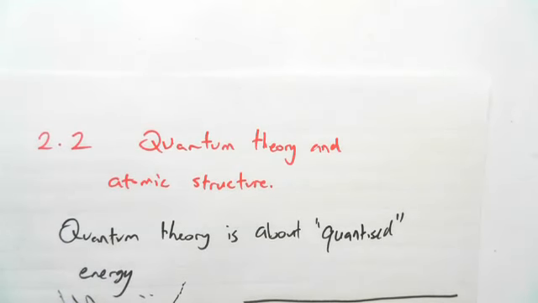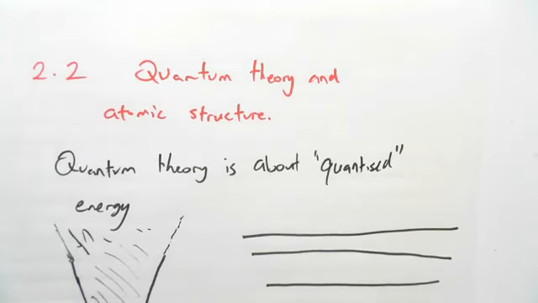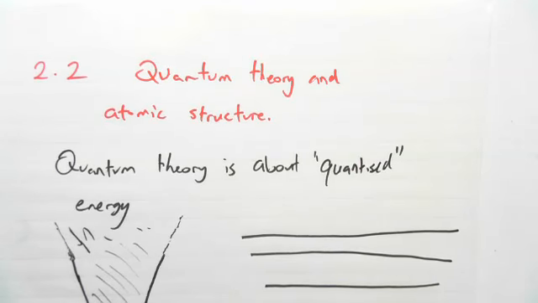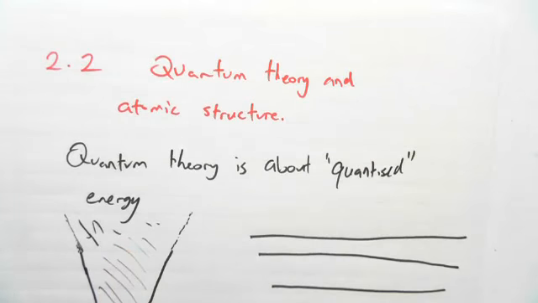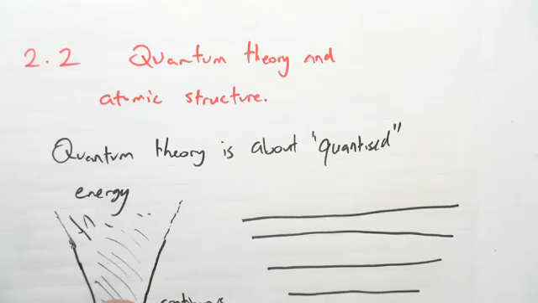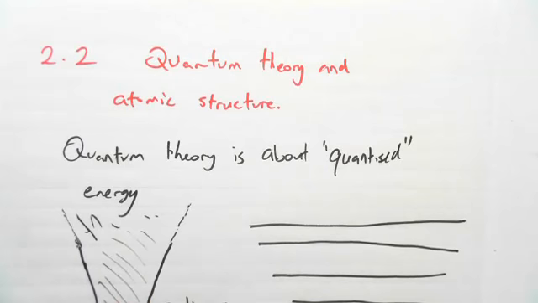Okay, so in this video we're just going to talk about some of the basics of quantum theory and atomic structure. We'll be talking more about atomic structure later, but quantum theory is about quantized energy levels. So here you have a continuous energy, so really you can pick it. You can pick that energy level or that energy level or halfway in between or a quarter way. So you can pretty much pick any. That's what a continuous scale is. You can pick down to however many decimal places you want.